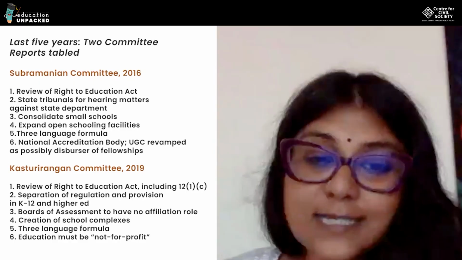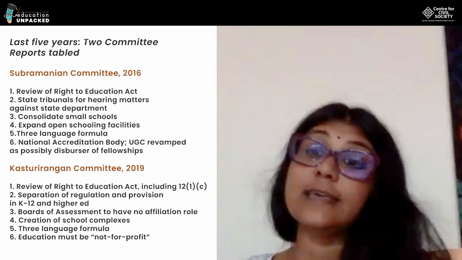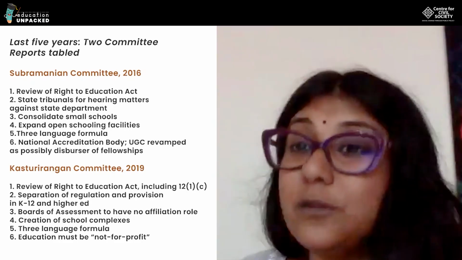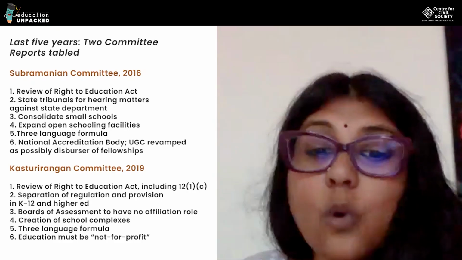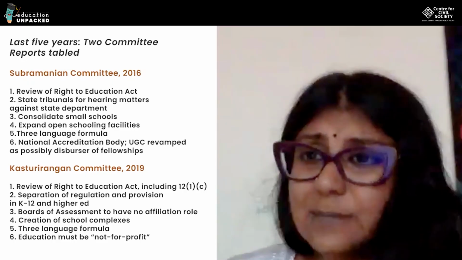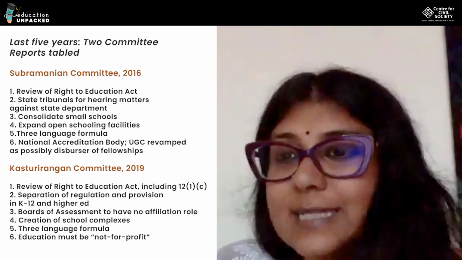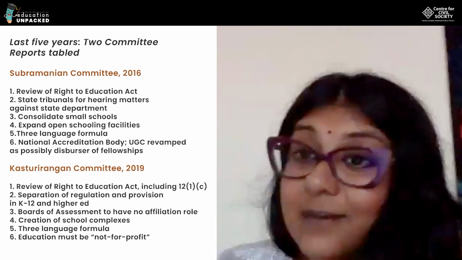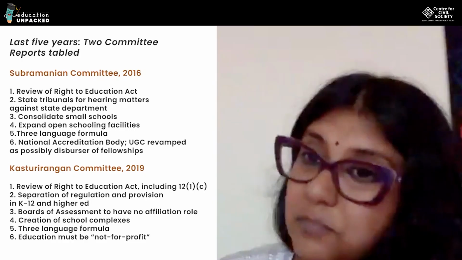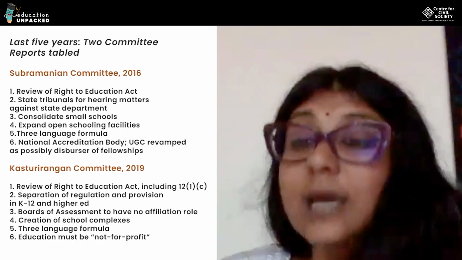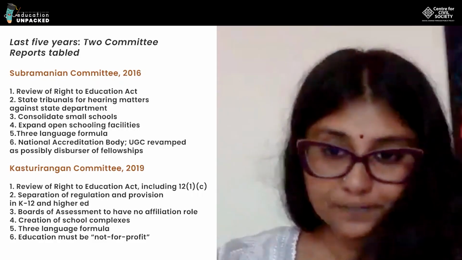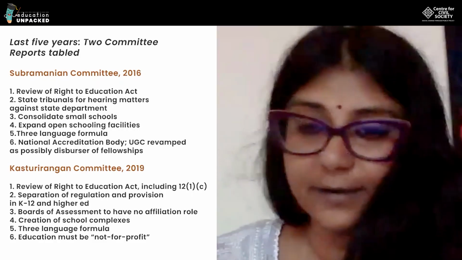And lastly, it recommended that in the case of higher education, the role of the University Grants Commission be reviewed. That it no longer be both an accreditor as well as a fund disburser, but simplify its role into only financing of universities rather than accreditation and affiliation. It recommended that there be an entirely separate body called the National Accreditation Body that would go about accrediting universities and colleges and so on, institutions of higher learning.